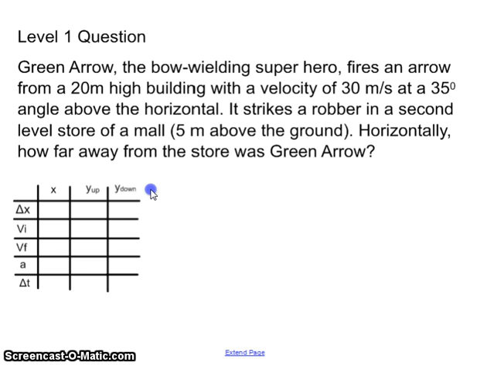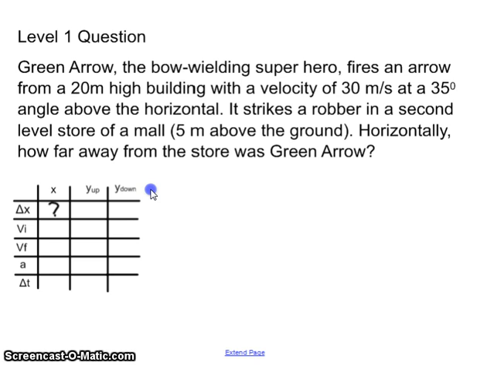So, green arrow, a bow-wielding superhero, fires an arrow from a 20-meter high building with a velocity of 30 meters per second at a 35-degree angle above the horizontal. It strikes a robber on the second level store of a mall 5 meters above the ground. Horizontally, how far away from the store was green arrow? Okay, so what we are looking for in this instance is the x displacement. Now let's see what values we actually have.